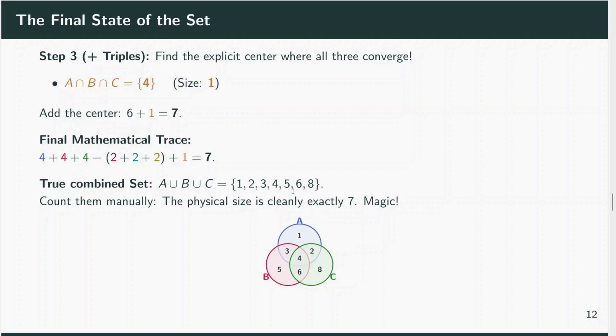That is 7 elements. Our formula gave us 7. Our manual count gives us 7. They match perfectly. The principle of inclusion-exclusion, applied step by step, gives the exact right answer, and now we understand precisely why. Every element in the union has been brought to a count state of exactly 1, through a careful alternation of additions and subtractions.